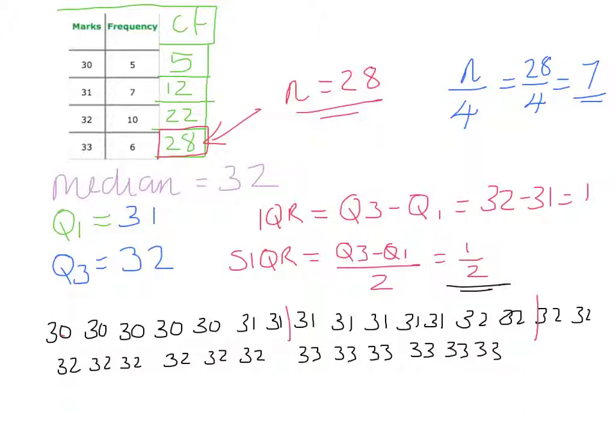Now when we did it in class we did it with cumulative frequency graphs. Here we're just using the cumulative frequency table. So you need to remember in your head what it is we're doing. We're splitting this list of numbers into 4 even pieces and we're trying to identify the numbers at each quartile. Okay, hope this helps.